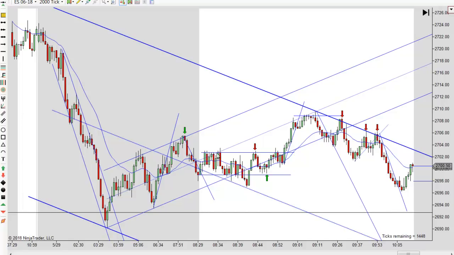I like the shorts if you could get in them, but you couldn't find a short that you could get in without getting right into support. And you finally got a little failed break lower here that I would have liked to go long on, but that signal bar is not very good. And even if you use that for a signal bar, it gapped right over and kept going. You couldn't have got in it.